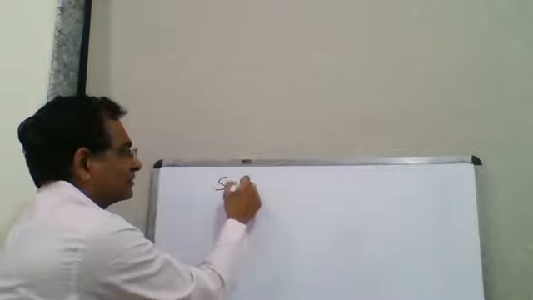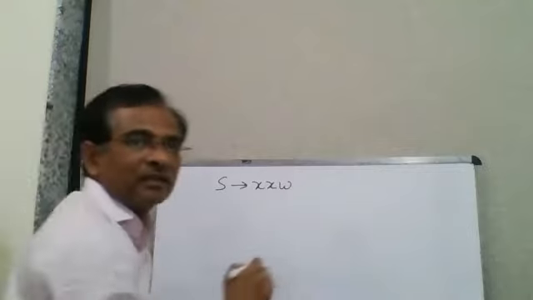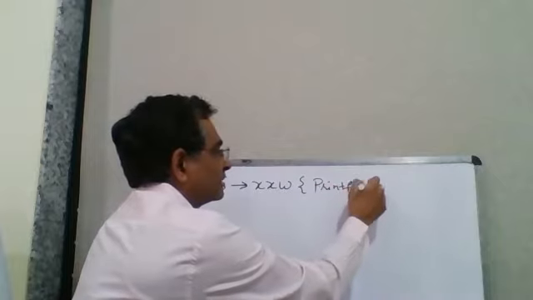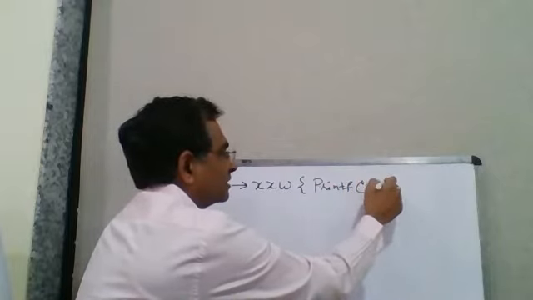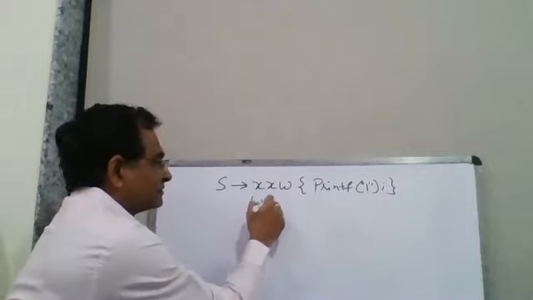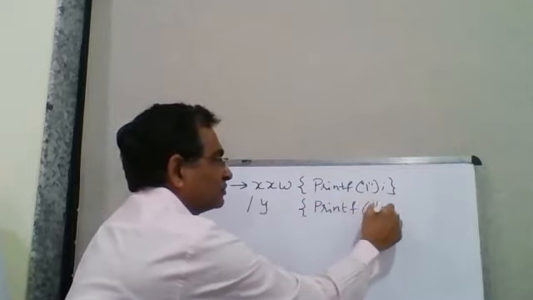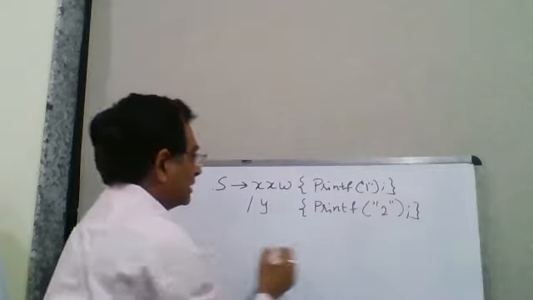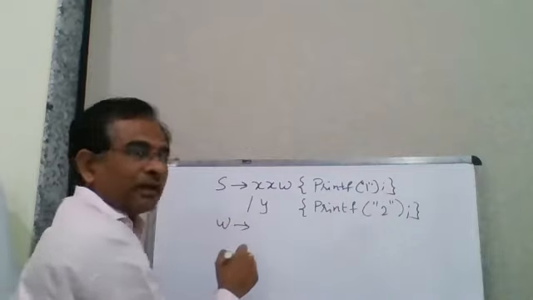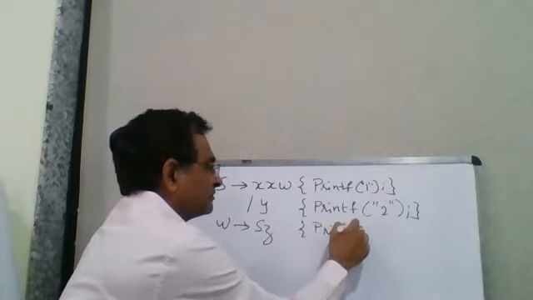S tends to, let's say it is XXW, and it is saying that it should printf 1. So the action for this is printf 1. Okay, there is inverted quote and everything, right? So this is one thing. Then we are having or y, which is saying printf 2, and there is one more line which is saying W tends to SZ, right? So SZ, which is printf 3.